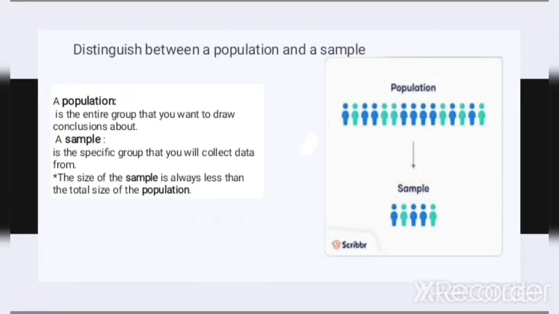Differences between population and sample. Population is the entire group that you want to draw a conclusion about, but a sample is the specific group that you will collect data from. Here we have a note: the size of the sample is always less than the total size of the population.